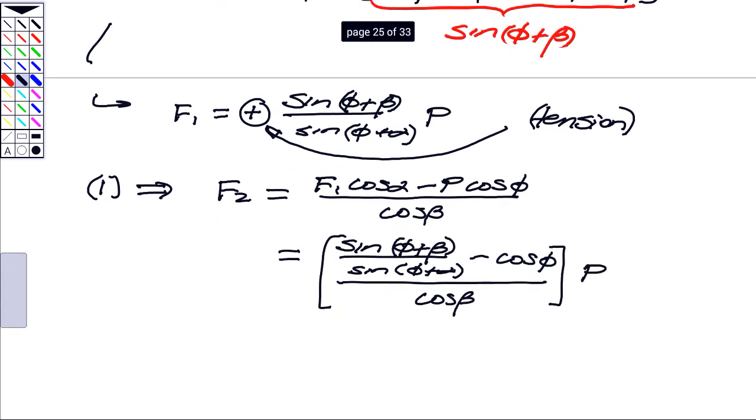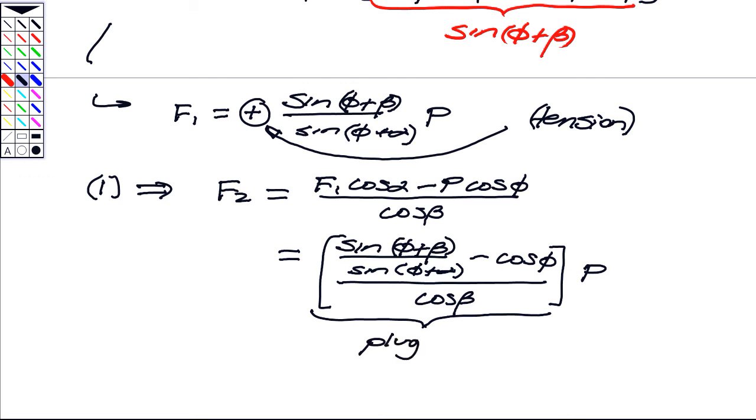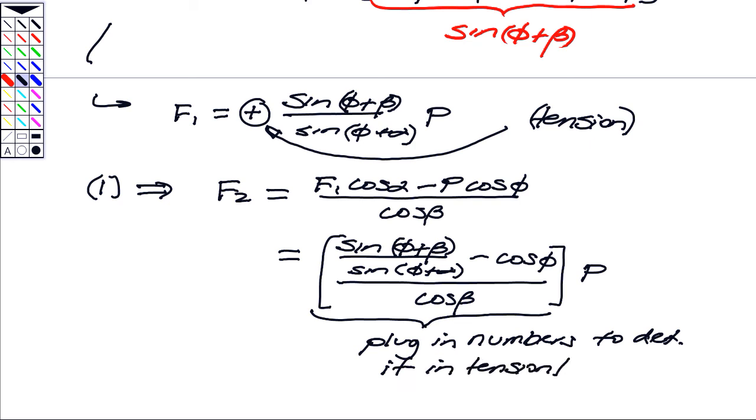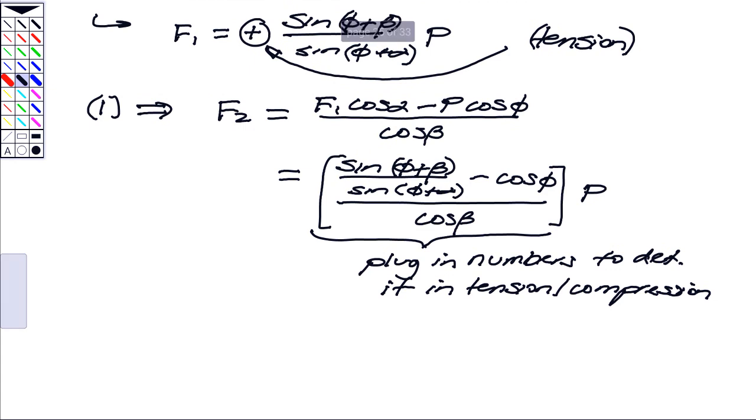We can't really tell just by looking at the symbols here whether it's in tension or in compression, so the word here is we need to plug in numbers to determine if it's in tension or in compression. It's going to depend on the angles that we have in our truss. So from this, we were able to solve for F1 and F2.